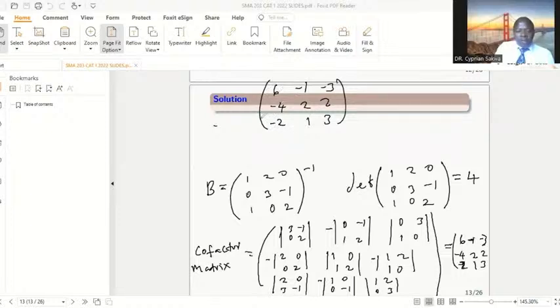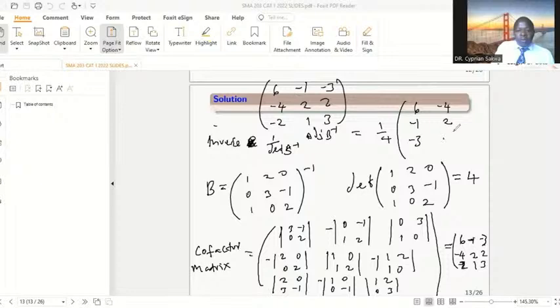Now that we have the cofactor matrix, what follows is the adjoint, and I know that the inverse of the matrix B is given by 1 over the determinant times the adjoint. 1 over our determinant was 4, and for the adjoint we write the transpose of this matrix, which is 6, -1, -3, -4, 2, 2, -2, 1, 3. So this is our B, because what is the inverse of B inverse? That was to give us B. So our B is this.